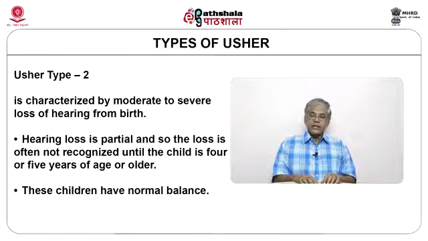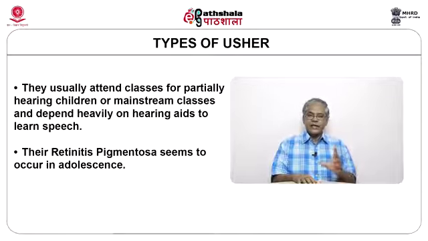Usher type 2 is characterized by moderate to severe loss of hearing from birth. Hearing loss is partial, and so the loss is often not recognized until the child is 4 or 5 years of age or older. These children have normal balance. They usually attend classes for partially hearing children or mainstream classes and depend heavily on hearing aids to learn speech. Their retinitis pigmentosa seems to occur in adolescence.